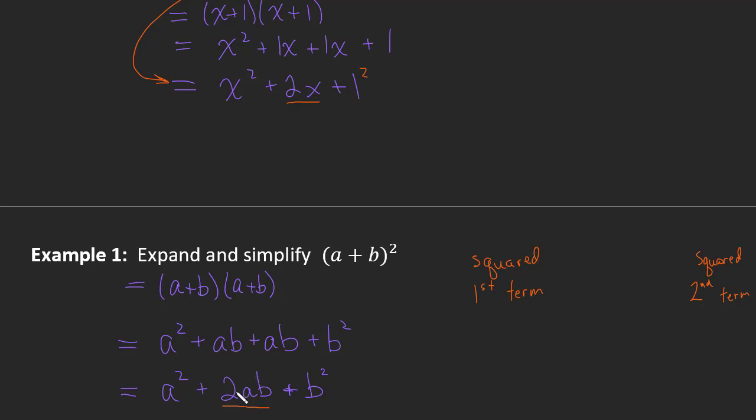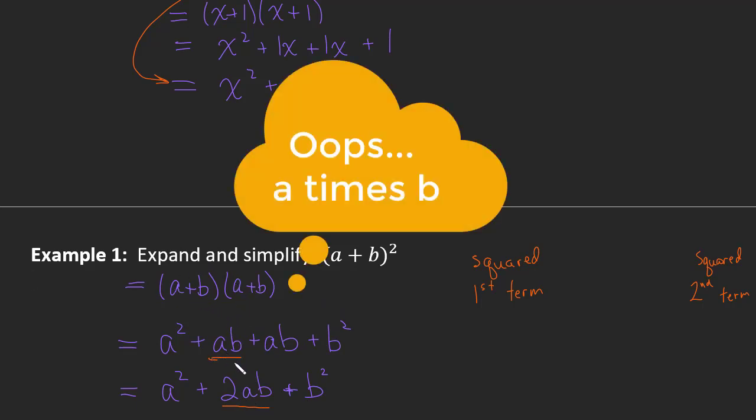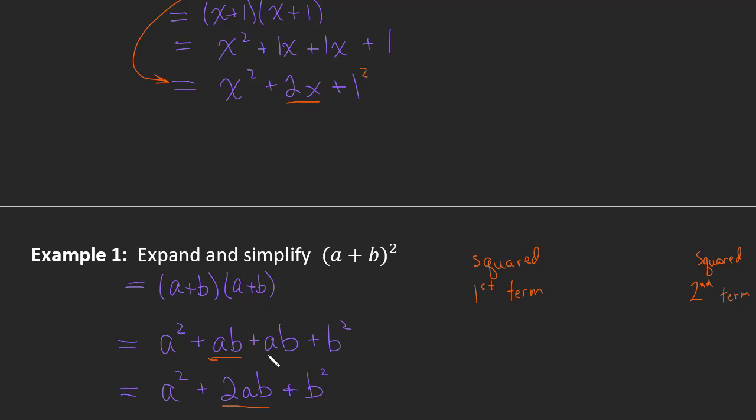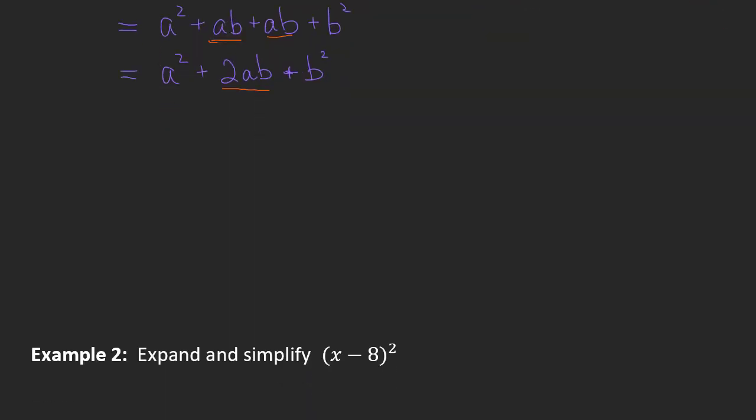But what's happening to this middle term? Let's take a look using this. I multiplied a times b, got ab, multiplied b times a, got ab. And then I add them together and got 2ab. So what we end up doing is multiplying and doubling the two terms. And that is the pattern for expanding and simplifying a binomial squared, which creates a perfect square trinomial. So let's try that. We're going to square the first term, multiply and double, square the second term.